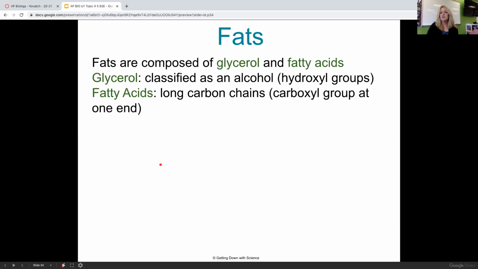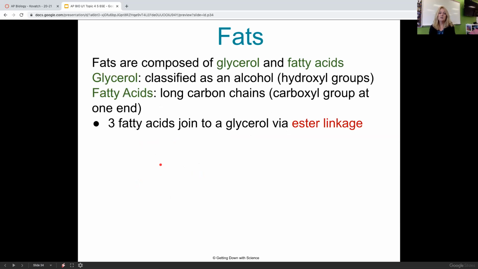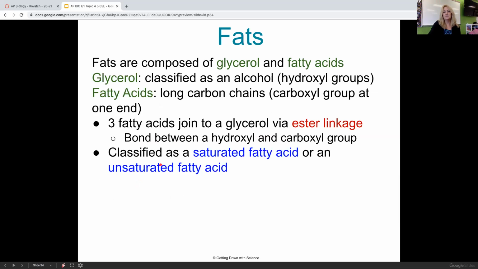Fats are composed of glycerol and fatty acid. A glycerol is classified as an alcohol. It has hydroxyl groups. Fatty acids are long carbon chains, with carboxyl groups at one end. Three fatty acids join to a glycerol through an ester linkage. That's what it's called, an ester linkage. They bond between a hydroxyl and a carboxyl group.